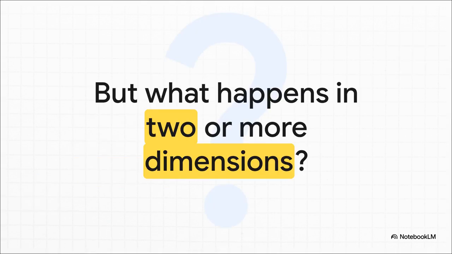But here's the catch. That simple, beautiful sorting trick, it completely falls apart. I mean, utterly breaks down the second you add another dimension. Because let's be real, the world isn't a straight line, and neither is the data we actually care about.